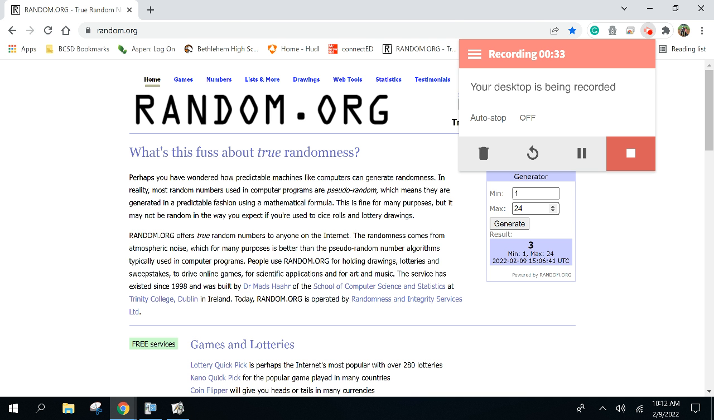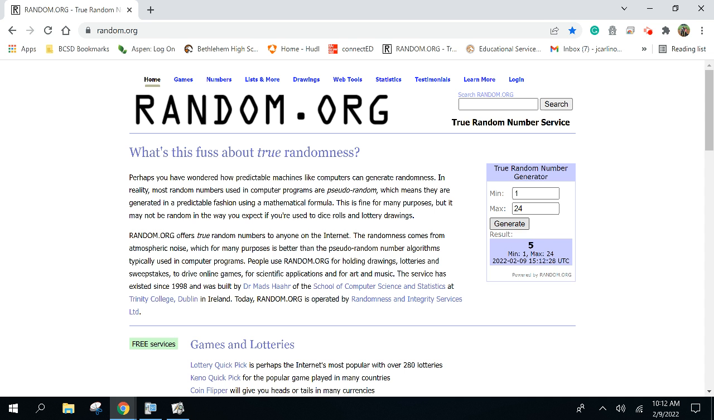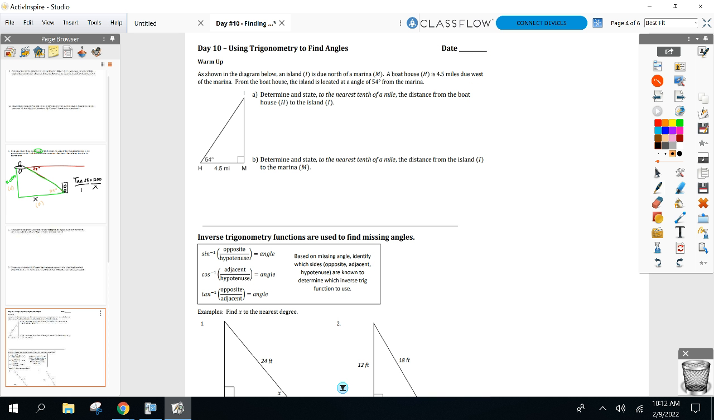For part A, what ratio did we use here? Let's start, maybe Via, what ratio did you use for A? I used the cosine, yep. So we had cosine of 54 equal to 4.5 over x. And rounding to the nearest tenth, we should have got 7.7 miles. If you didn't have it on there, please make sure everyone's got the units on there, right? Okay, we're all good there.